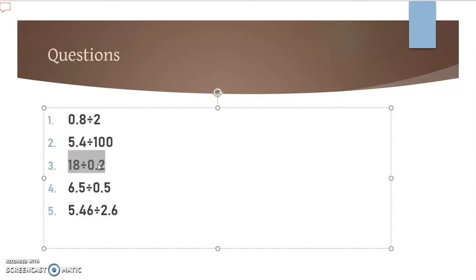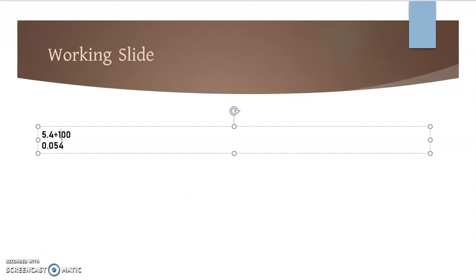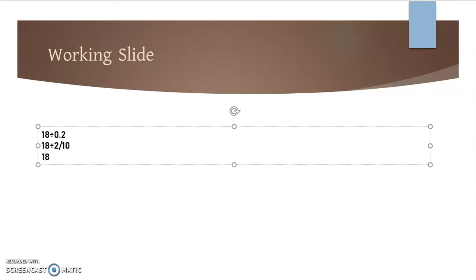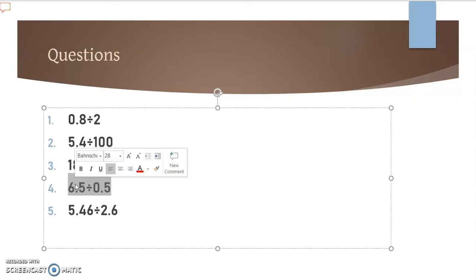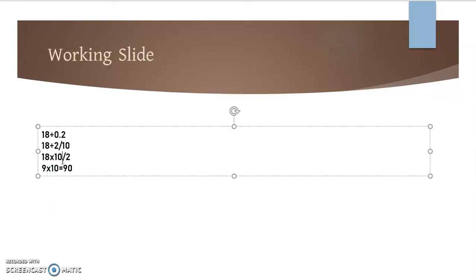Here the third question is 18 divided by 0.2. 0.2 is basically 2 by 10, and we'll take the reciprocal, that will be 10 by 2. We can divide 18 and 2. 18 divided by 2 is 9. 9 into 10 is the answer, that is 90. Voila.